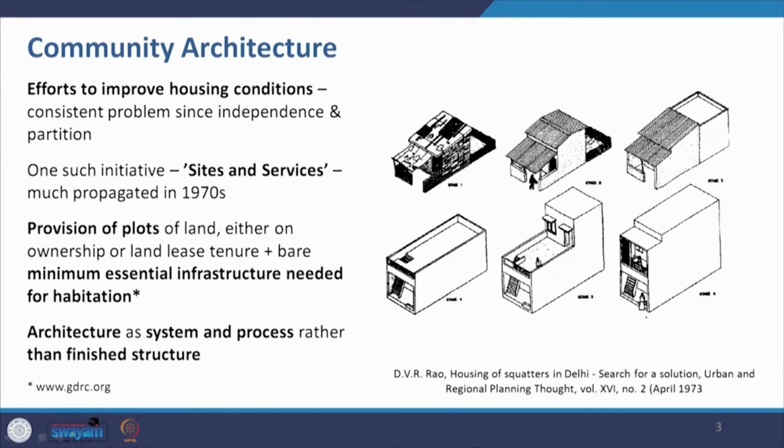Let us now come to community architecture. There has been an effort to improve our housing conditions. Housing continues to remain one of the most critical problems of built environment in India. Shelter for our people. It has been a consistent problem since independence and partition.